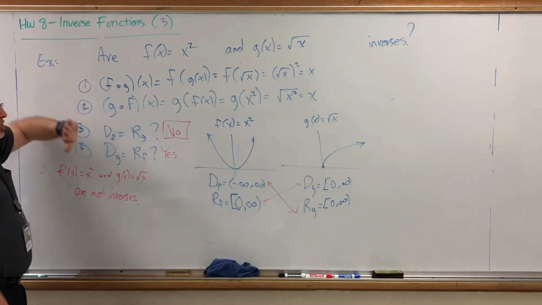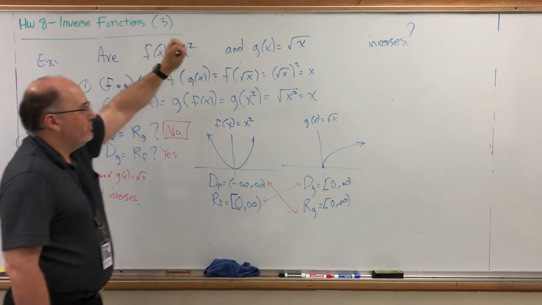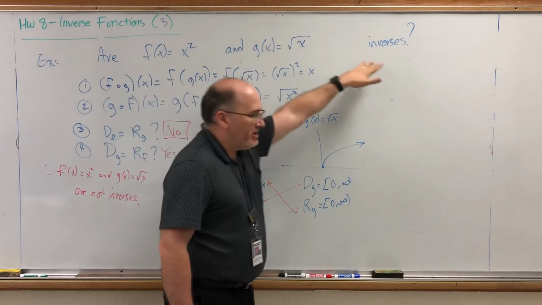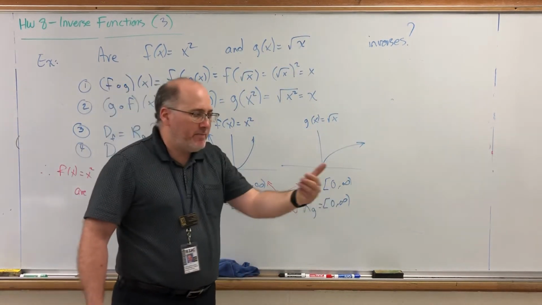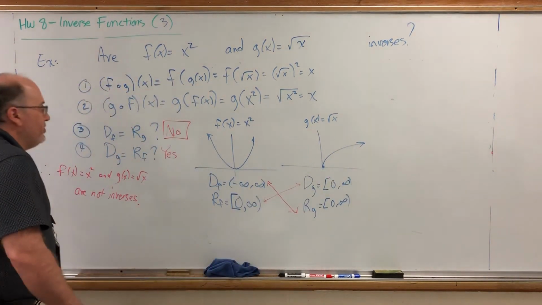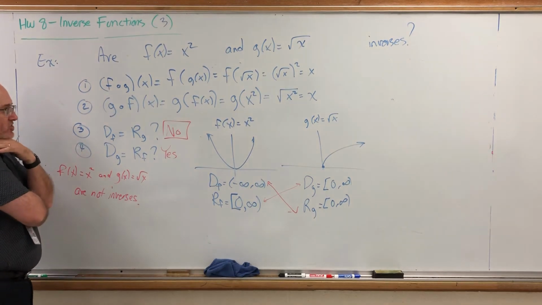There's a number I can start with that I can't get back. If I start with negative 3 and square it, and square root that answer, I won't get negative 3 back. That's why they're not inverse functions. You always have to be able to get back what you started with. So this kind of shows why the domain range thing is necessary.